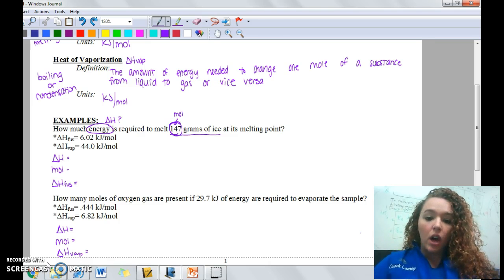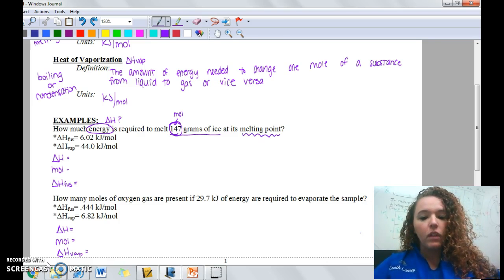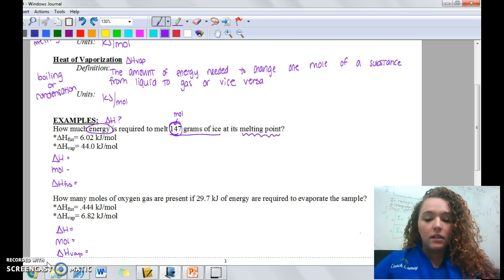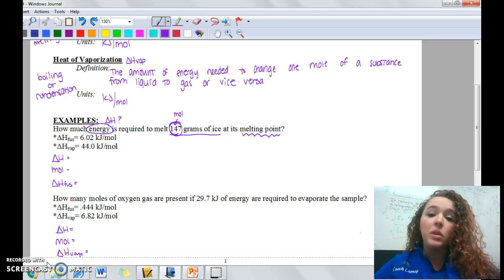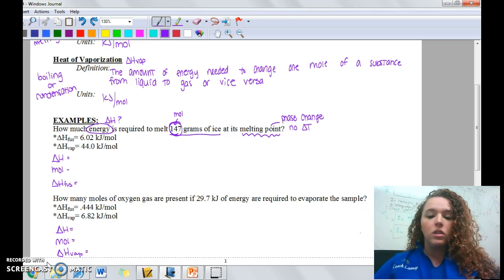It's telling us that we have 147 grams of ice. Again, we have to be careful with the fact that it says grams. We can use this information to help us convert to moles later. Then it tells us that this is happening at the melting point. Something that this tells us, number one, is that there's no temperature change. That's how we know we're not using Q equals MC delta T anymore, because we don't have a delta T. When you're having a phase change, that temperature is going to be constant, so no delta T is needed.